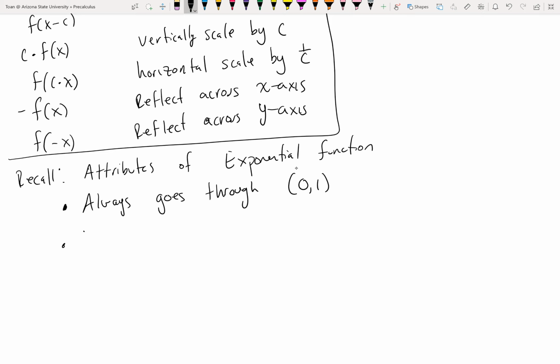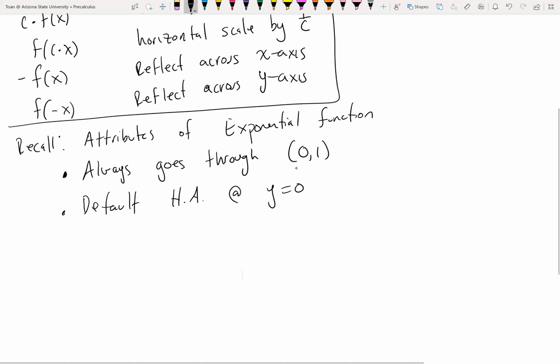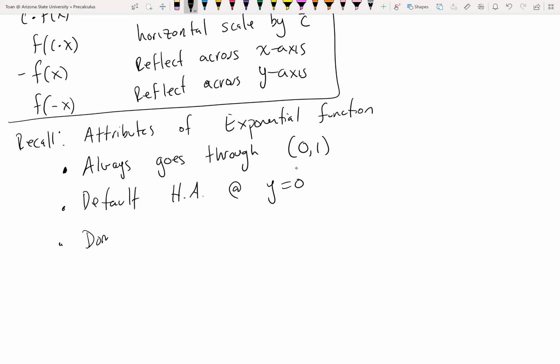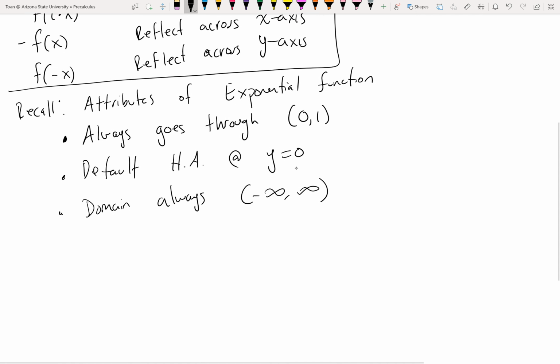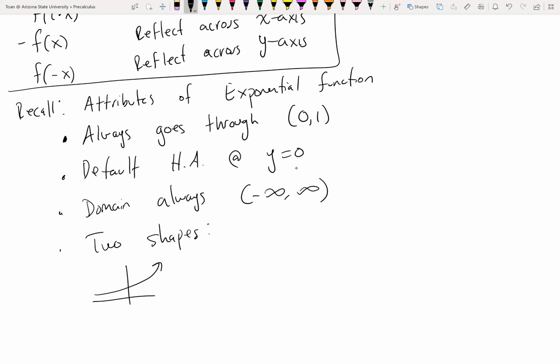It has a default horizontal asymptote at y equals 0, and the domain was always all real numbers. And of course we have the two shapes, growth and decay, right? So we had two shapes, a growth function or a decay function.